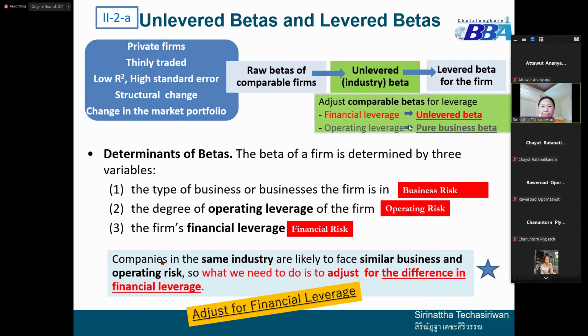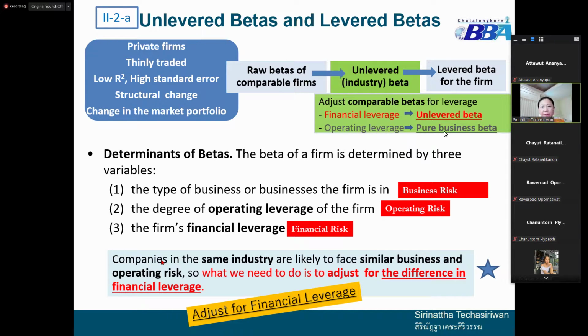And if we find out that the comparable firm also has different level of operating leverage, different mix of the cost structure, we need to take out the difference in operating leverage from the unlevered beta of the comparable firm to come up with the so-called pure business beta. This pure business beta reflects only the business risk of the comparable firm, because we already take out the impact of the financial risk and operating risk.